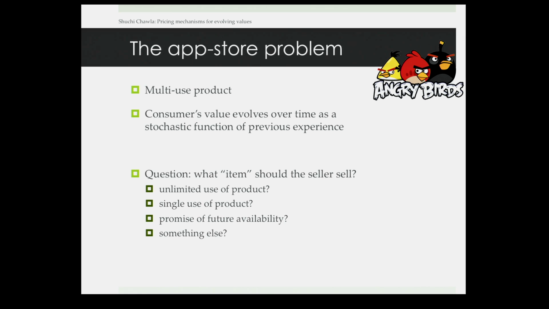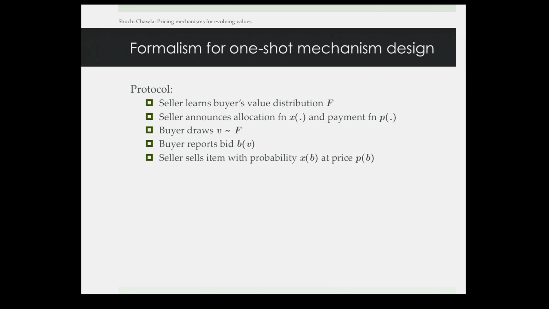Okay, and one question that we might think about here is what is the item or the product that the seller is trying to sell? Is the seller selling unlimited use of the product or a single use of the product? What is the item that we want to price? Is it a promise of future availability? Is it a membership type model? There's a huge number of different things that one might do here. Okay, so let's formalize all of this.